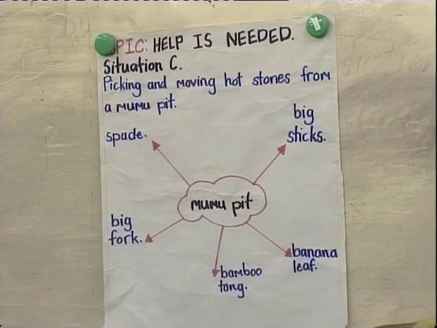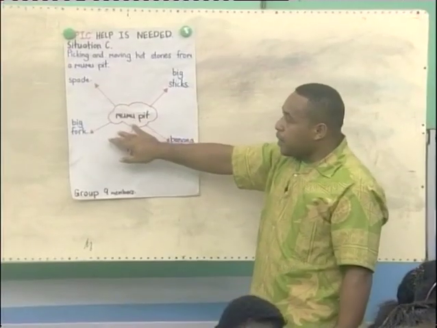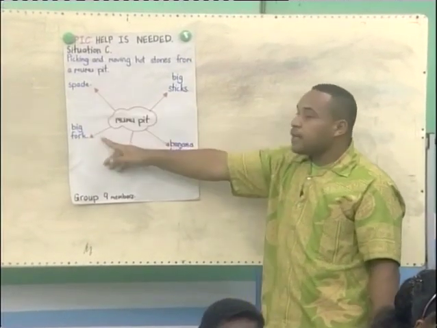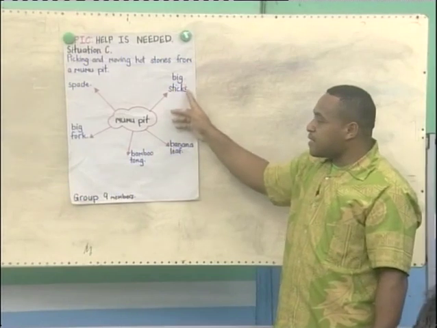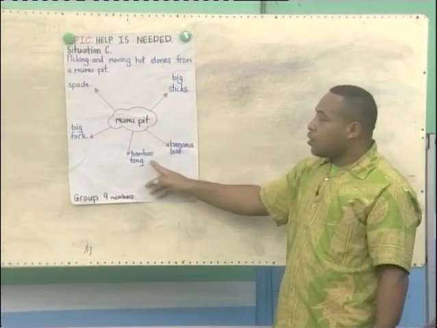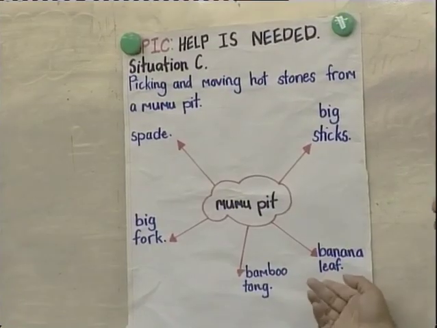Thank you, Christine, and your group. Give them 3 big claps. Okay, so for situation C, picking and moving hot stones from a mumu pit, these are some of the ways that you can use to pick and move hot stones from a mumu pit. You have spade, big fork, big sticks, bamboo tongs, and banana leaf. Very good.